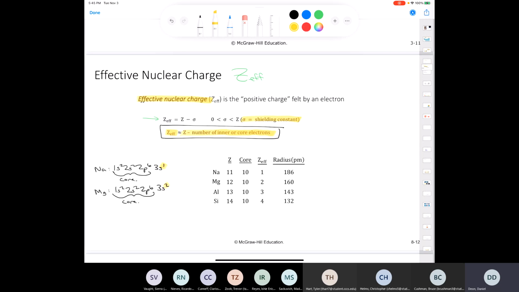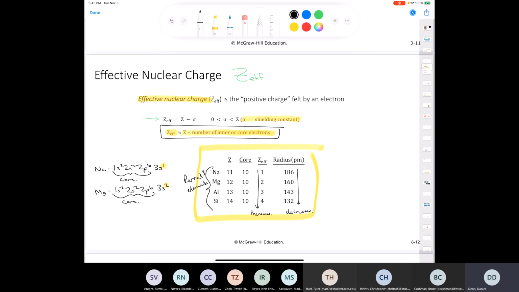What's the trend that we see here in this table? Well, the trend is this. As we go from sodium to magnesium to aluminum to silicon, these are all elements that are found in period 3. What do you notice? You notice that as we go from left to right in the third period, and we're going to see that it's true for any period, effective nuclear charge increases. What do we see the effect on the atomic radius is? It decreases.